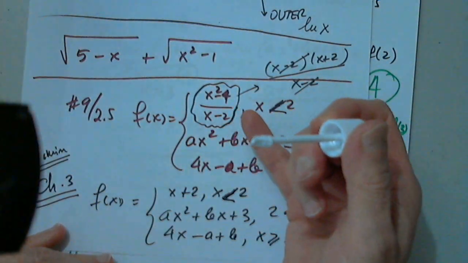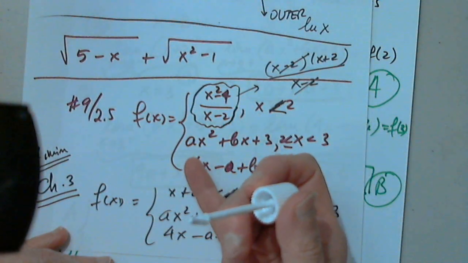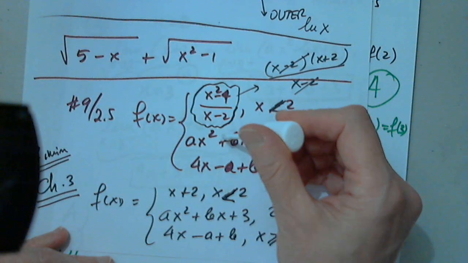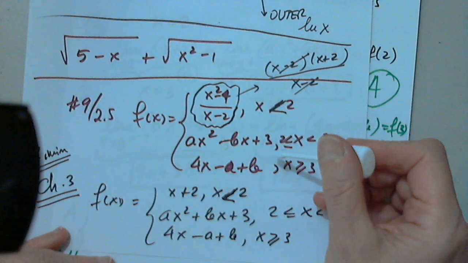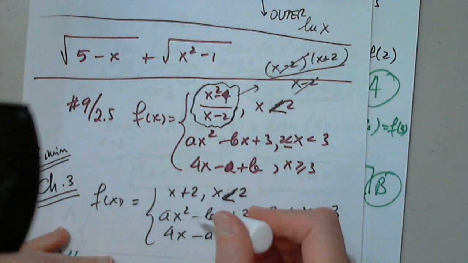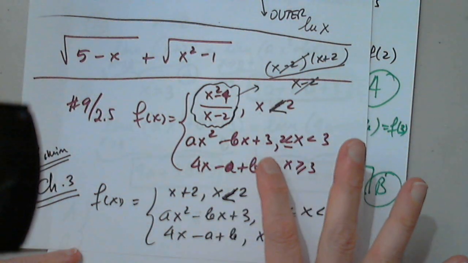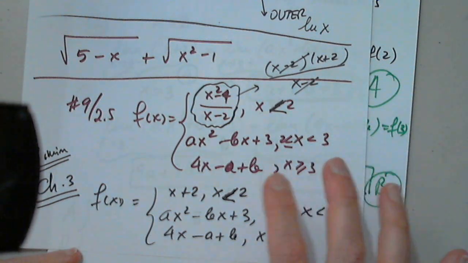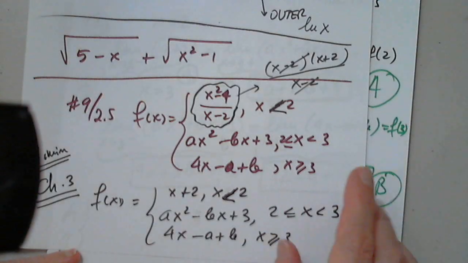So let me dictate this back to you. It's x squared minus 4 over x minus 2. Is that correct? Yes. Then ax squared minus bx plus 3. Is that correct? Yes. Okay. It's good that we caught it now. And then again 2 and 3, right? And this is correct, yes, for 4x minus a plus b? Yes. Okay, good. No worries.